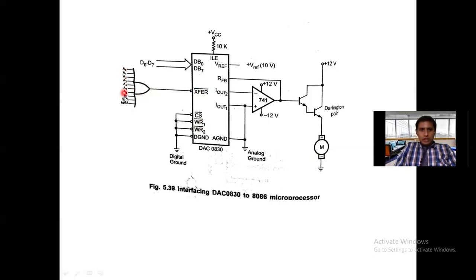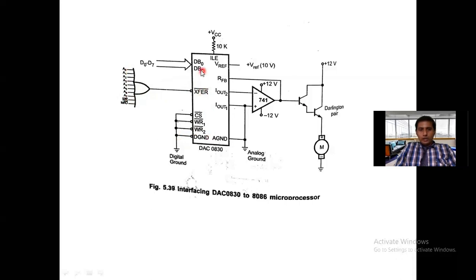Here we are using A0 to A7, write bar and M by IO bar. All are connected to an OR gate. Assume all address lines are zeros, then the output of the OR gate is 0. That 0 is given to XFER bar, and it will activate. The XFER bar signal is used to activate WR2 bar, but anyway WR2 bar we are already activating, so XFER bar is also activating.